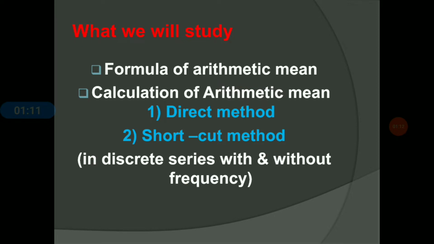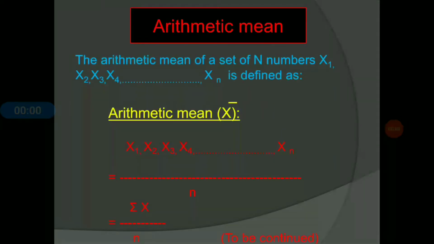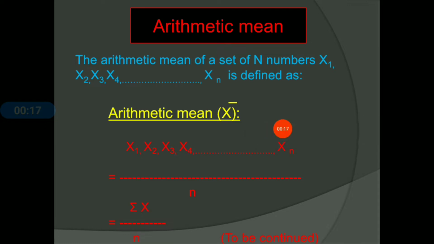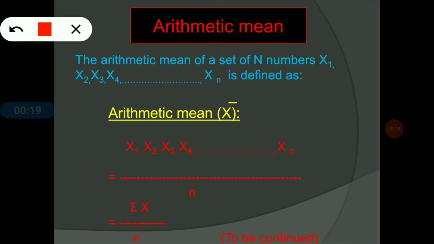So now let's move. Here this is a slide for arithmetic mean. We have already discussed in my previous session the definition of the arithmetic mean and its formula also, so it's just a reminder before going to the example slide. We can see the arithmetic mean is denoted by x bar. So x bar equals summation of x divided by n.